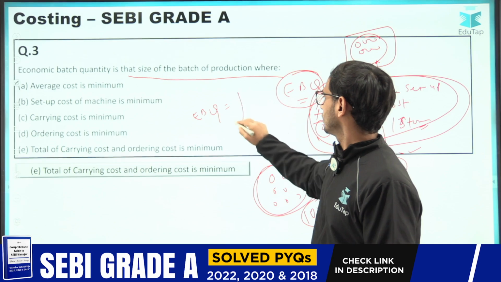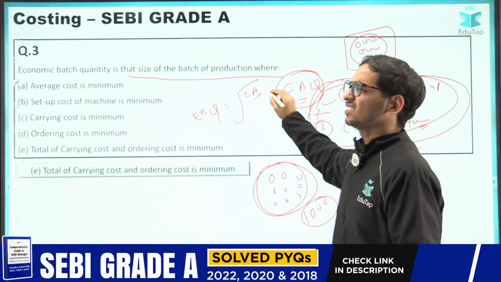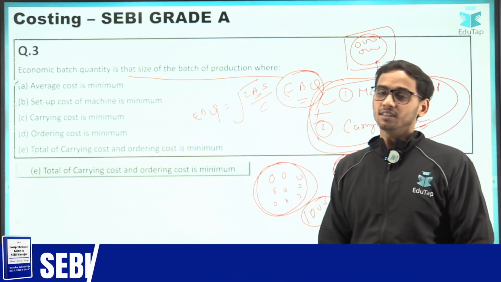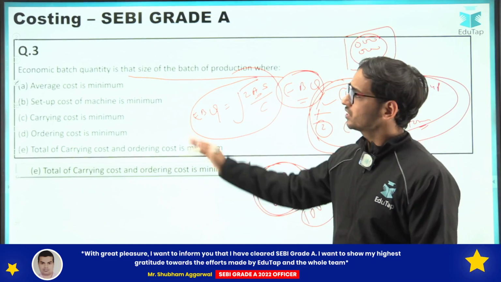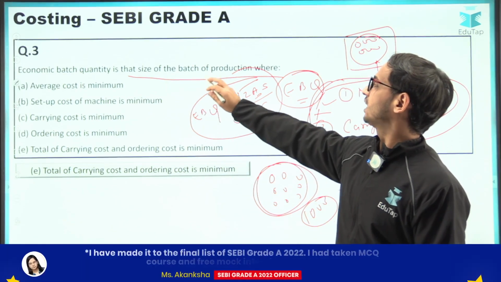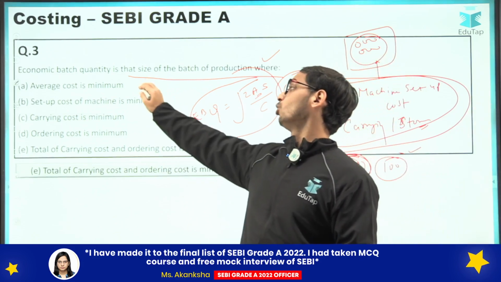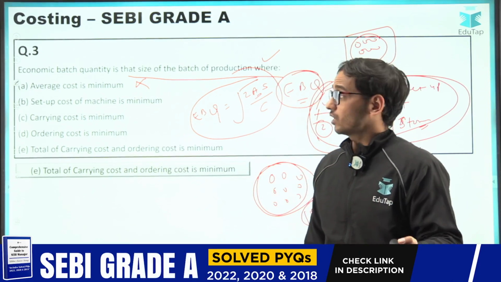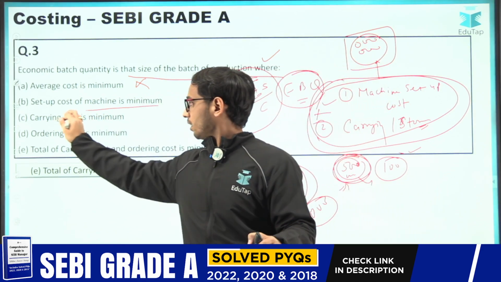EBQ is the square root of 2AS divided by C, where A is the annual demand, S is the machine setup cost, and C is the carrying cost. Right? So this is the formula we have to use. Now the question says economic batch quantity is that size of the batch of production where average cost is minimum. No, setup cost of a machine is minimum. This is partially correct. It looks correct, but it is only partially correct. So I highlight this one.